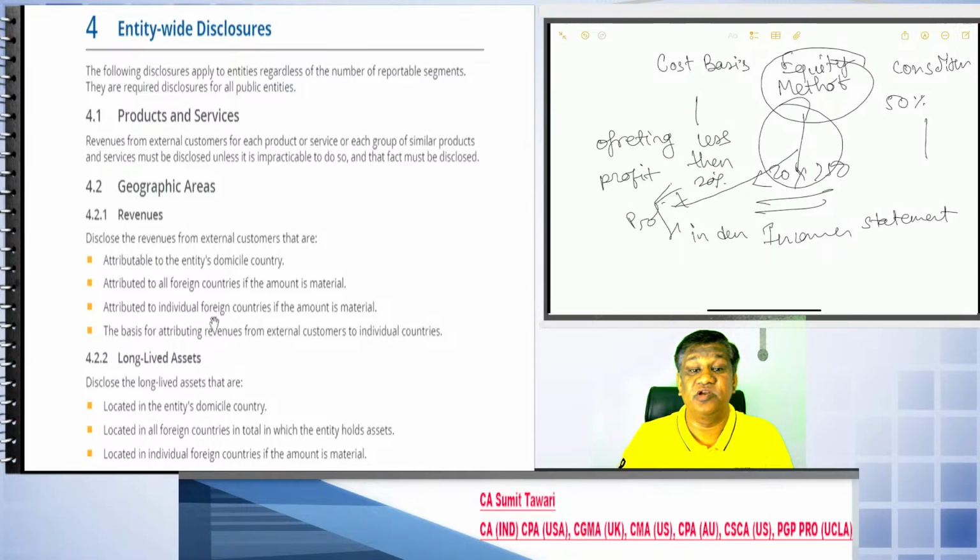Then geographic areas: revenue attributable to the entity's domicile country, revenue attributed to foreign countries if the amount is material, revenue attributed to individual foreign countries if the amount is material, and the basis of attributing revenue from external customers to the individual countries. This also we need to provide.